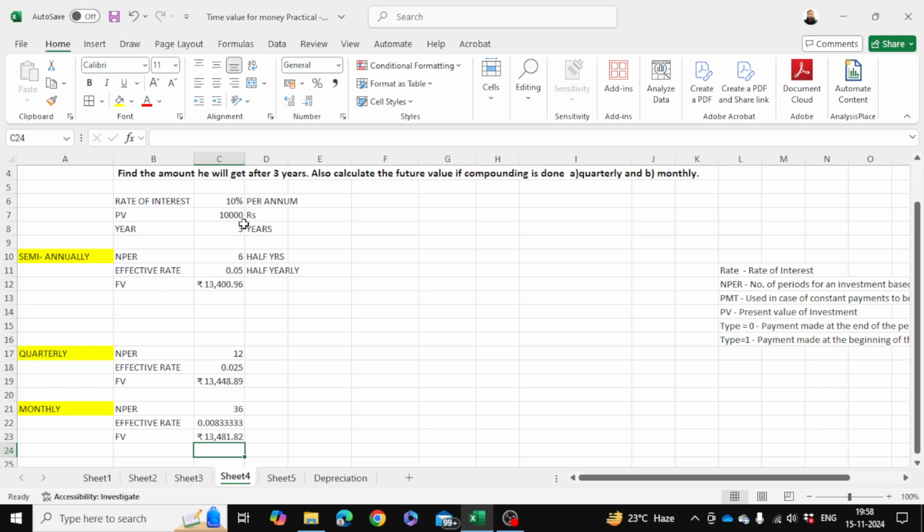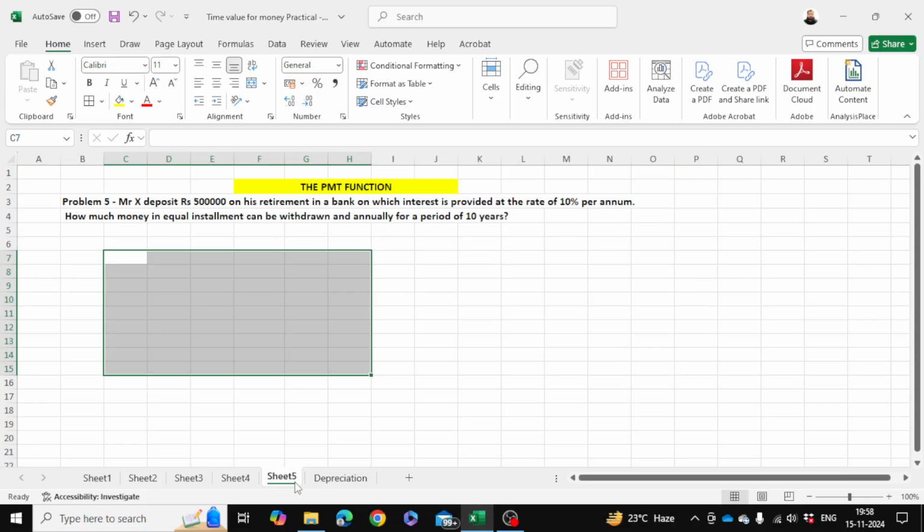Okay, these are the different. So for the 3 things, you have 3 situations: semi-annually, quarterly and monthly. You have solved the question. Okay, now the easy questions are going to come, not the difficult one. Now in this case you are going to calculate the installment. You will be applying the PMT function here.